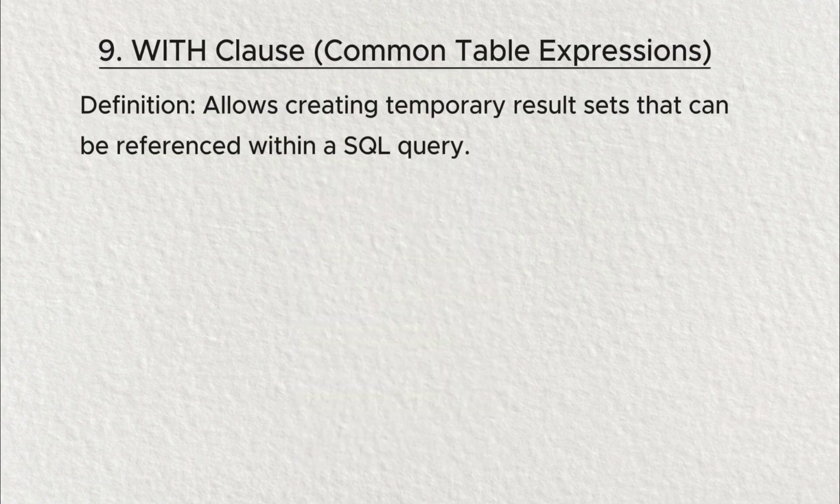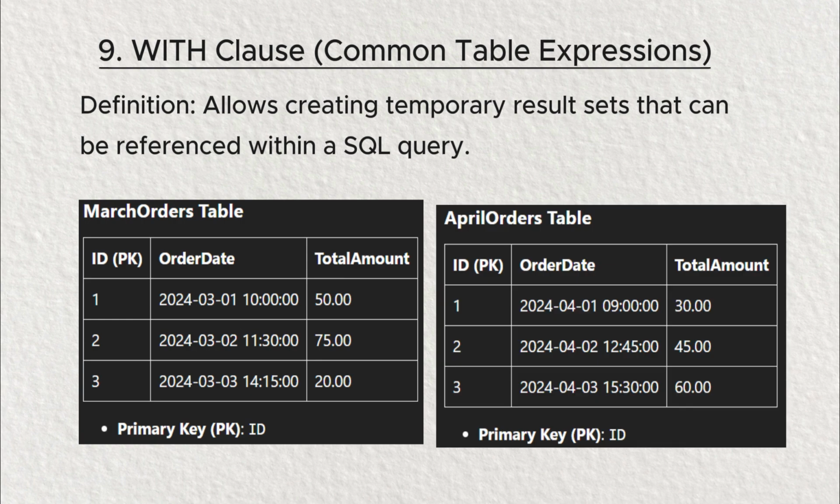The with clause, also known as common table expressions, helps us to create temporary result sets or tables that can be referenced in an SQL query and operated upon. So let's take this example. Right here we have the March orders table and the April orders table. What we want to do is sum the total sales in March and sum the total sales in April. With the with clause, we will create temporary columns to hold this summed data, and we can reference it in our SQL query. Let's take a look at this.